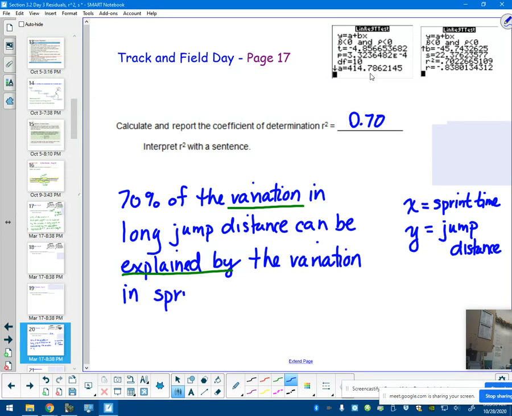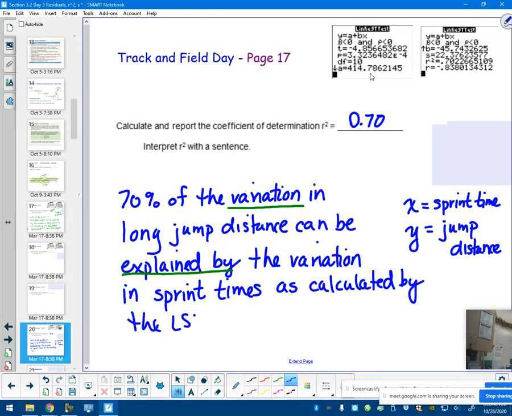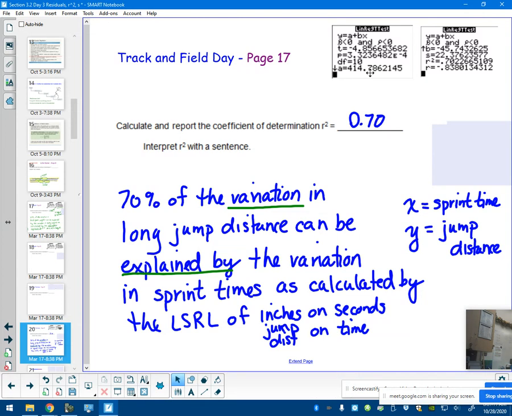So 70% of the variation in long jump distance can be explained by the variation in sprint times as calculated by the LSRL, least squares regression line, of inches on seconds. Or you can put of jump distance, whatever you want to do. Jump distance on time, or sprint time, or something like that.